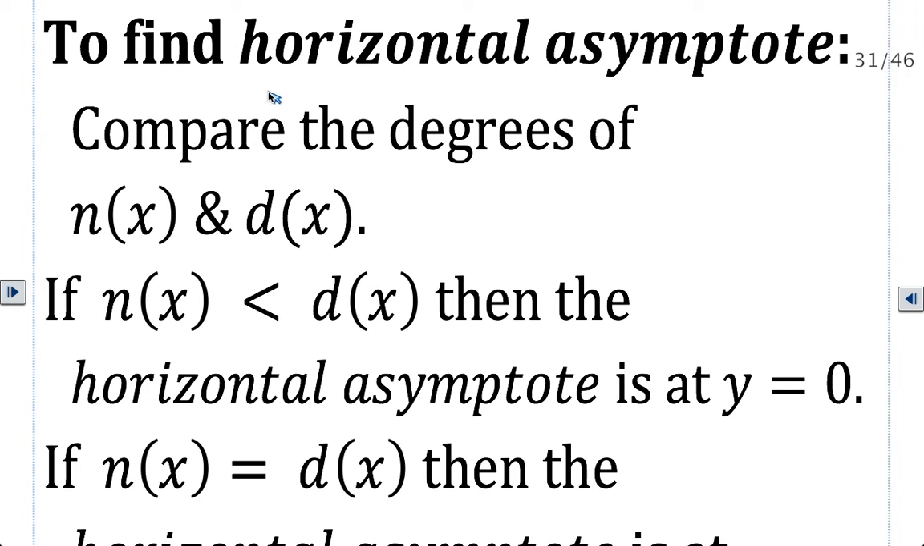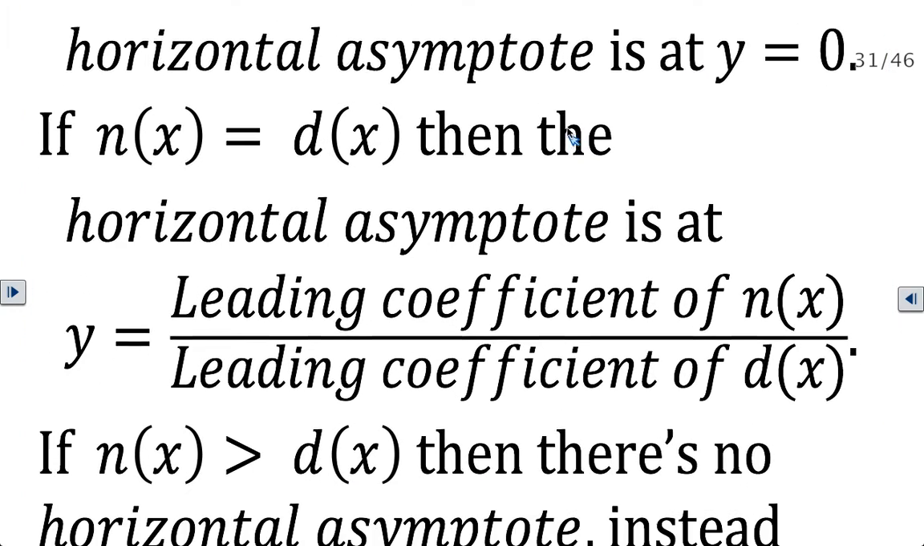All right, so to find your horizontal asymptote, you need to compare the degrees of your numerator and the denominator. Remember, your degree is the exponent. So if your numerator's degree is less than the denominator's degree, then the horizontal asymptote is always going to be at y equals 0. You won't have to calculate that or anything. That's just where the horizontal asymptote is.